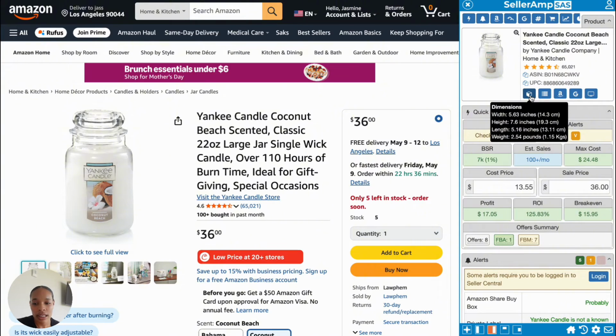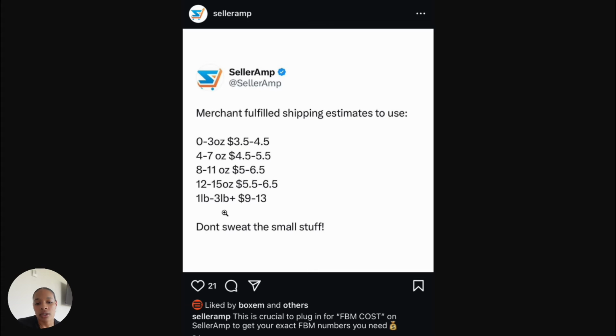So you see the weight here says 2.54 pounds. So that's going to leave us within the 1 to 3 pound range. Now, I personally prefer you automatically just go with the highest number. And I want to say that because when you are listing your products on Amazon, you never know how close that customer that is going to be buying from you is from your area. So I would say range as high as you can.